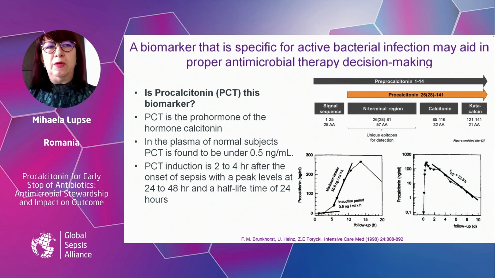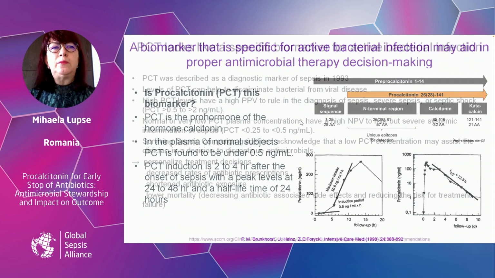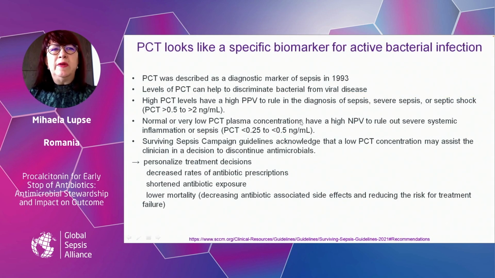Procalcitonin is a prohormone of calcitonin. The normal value in plasma is under 0.5 nanogram per milliliter. Procalcitonin increases 2 to 4 hours after the onset of sepsis, peaks at 24-48 hours, and has a half-life of 24 hours. Procalcitonin was described as a diagnostic marker of sepsis in 1993. And now we know that low or high levels of procalcitonin can discriminate between viral and bacterial infections.